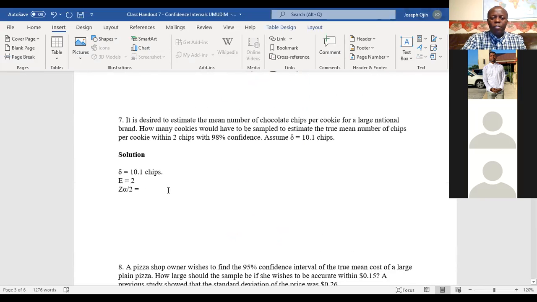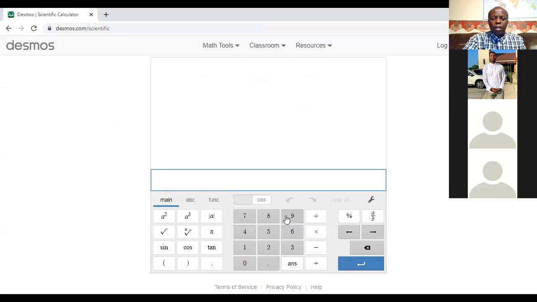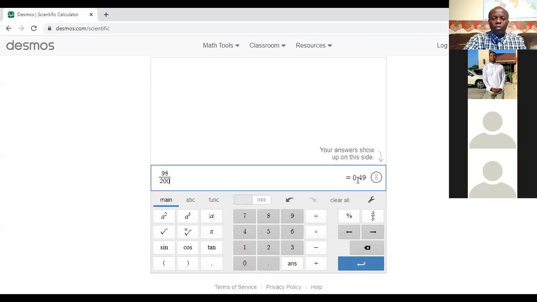Okay. Z alpha over 2 will be 98 divided by 200. That gives us 98 divided by 200, which is 0.49. And the numbers in that table are 0.49.